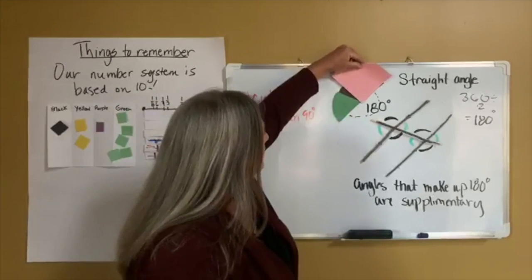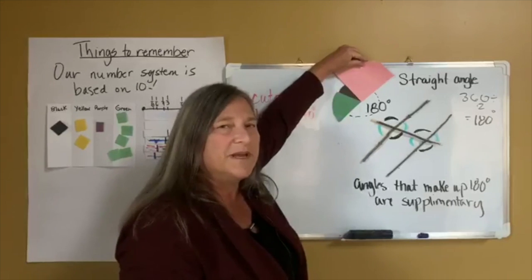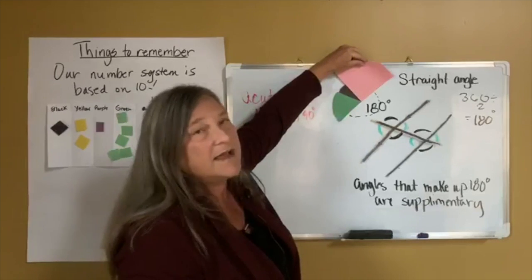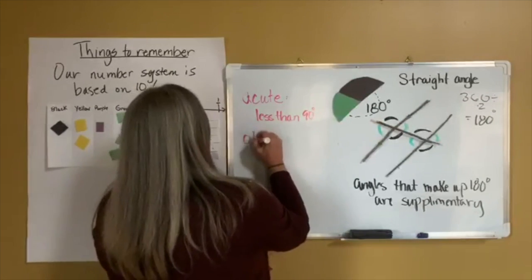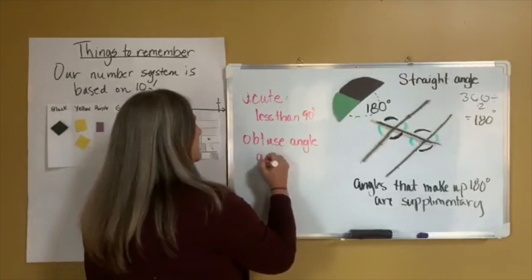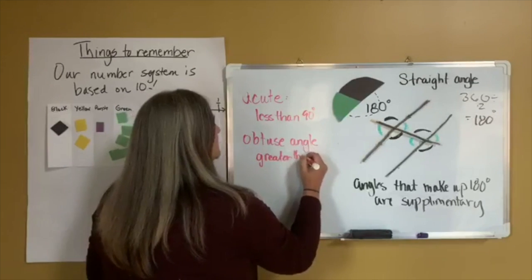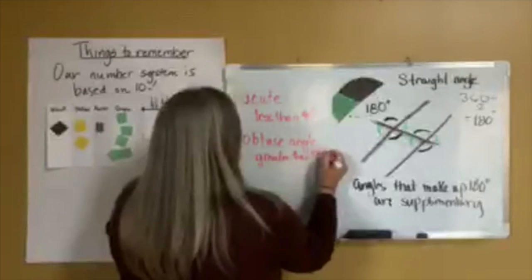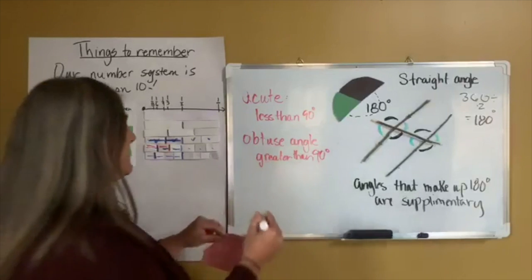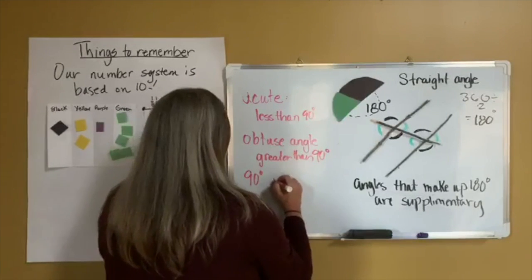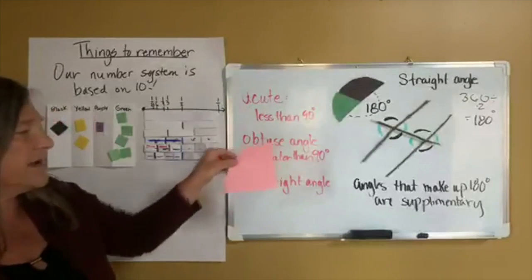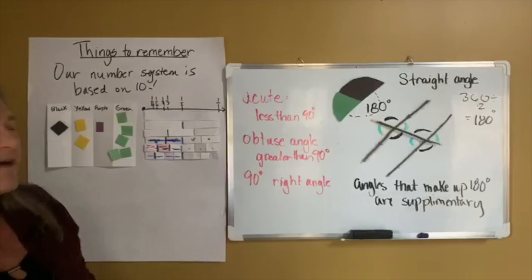Now, we said that this black one wasn't an acute angle, so there has to be a name for that one too. And so this black angle, because it goes beyond our 90-degree check, is called an obtuse angle. So an obtuse angle is greater than 90 degrees. All right, now we have this, which is our 90-degree angle, and that's called a right angle. So we have our right angles. Let's look at right angles for a little bit.